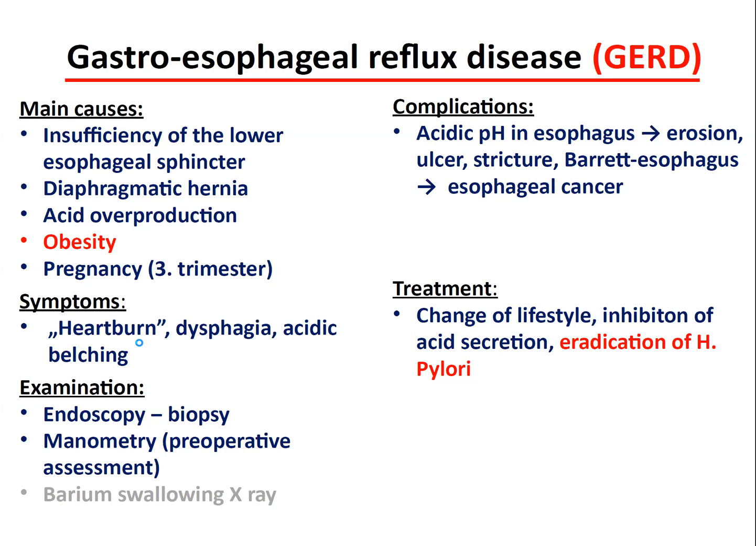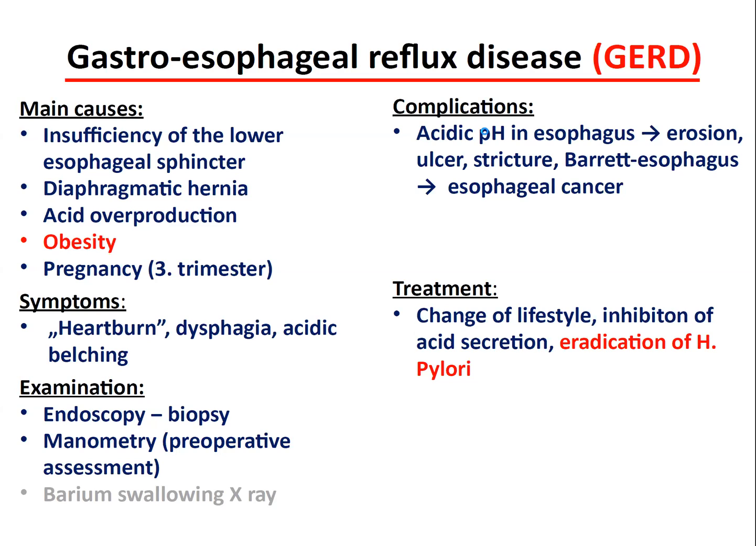What could be the complications if we have regurgitation of the acid substances into the esophagus all the time? This can maintain an inflammation, and repeated inflammation can cause erosion, ulcer, and stricture. And finally, that can develop into Barrett esophagus, and that means a precancerous condition. And as esophageal cancer can develop, this is why we have to take it seriously.